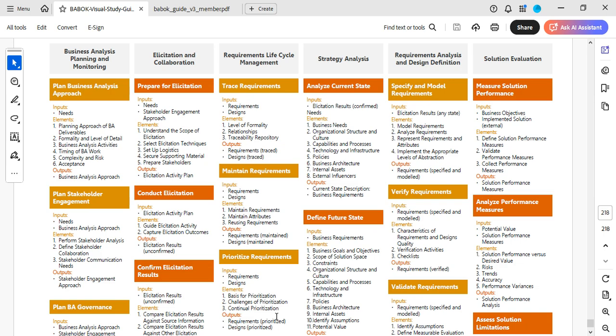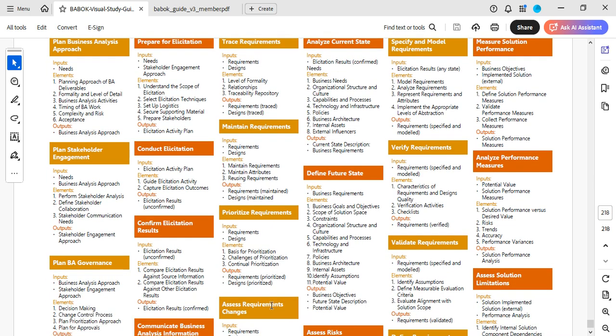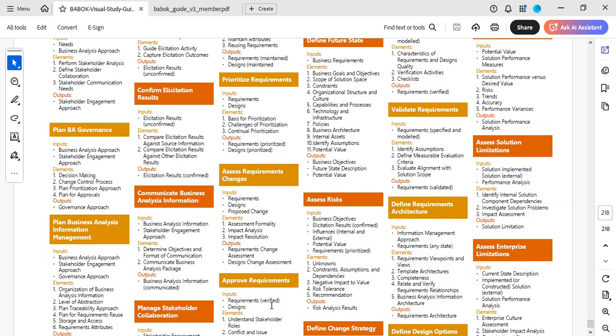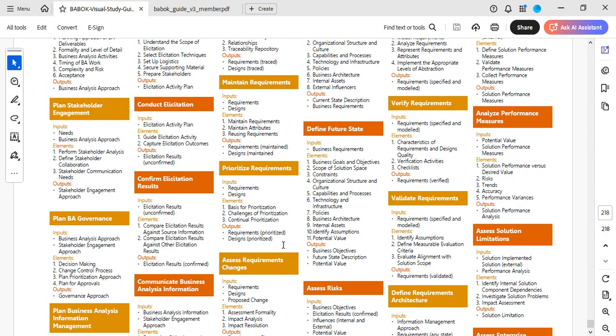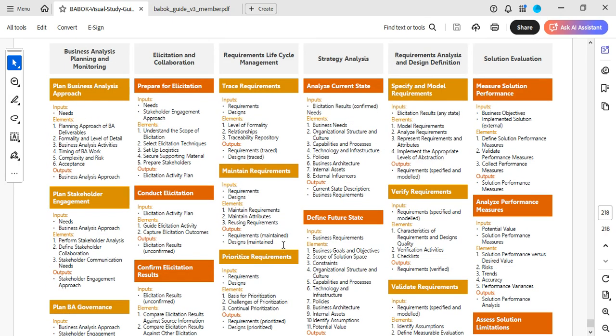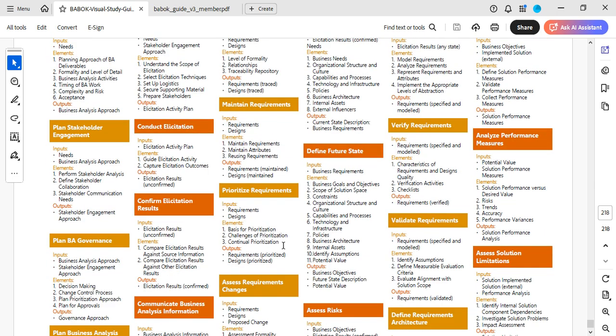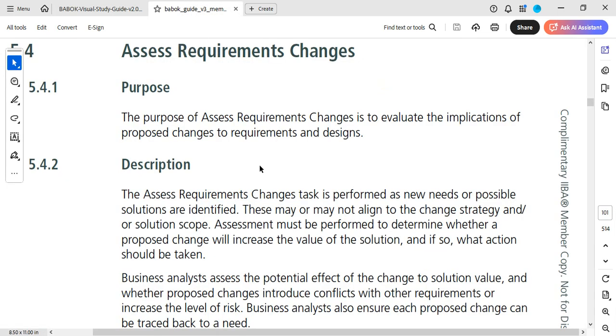So today, we know we've been on requirement lifecycle management. We've looked at trace requirements, maintain requirements, prioritize requirements. So today we are going to look at assess requirement changes. So you've traced your requirements, you've maintained them to make sure there are no faults or issues. You prioritize them according to the value they are going to bring. Now you want to assess requirement changes. Maybe there are changes while you are prioritizing or maintaining, so you want to really go into that and know how to manage that.